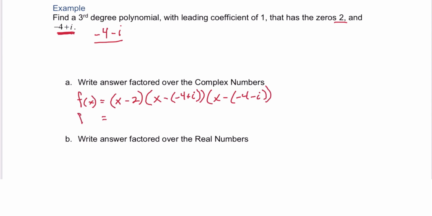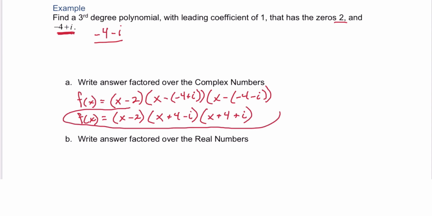Now we'll just go through and clean up those last two sets of parentheses. We have x plus 4 minus i and x plus 4 plus i. And we now have the function factored over the complex numbers. If we wanted to write it factored over the real numbers, we need to distribute those last two sets of parentheses to remove the i.